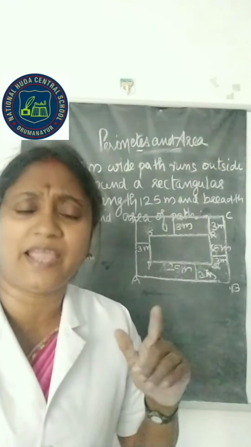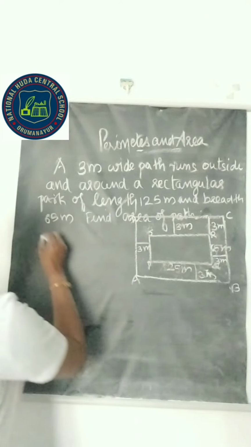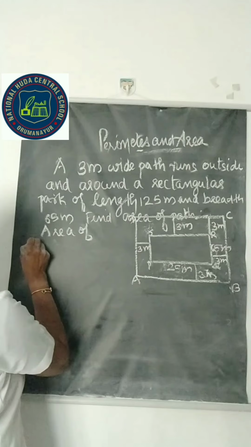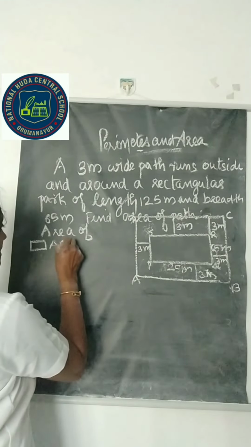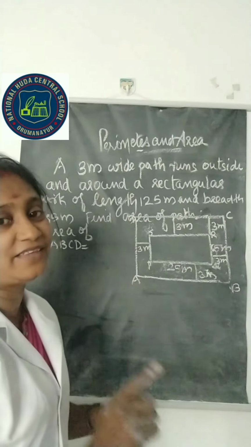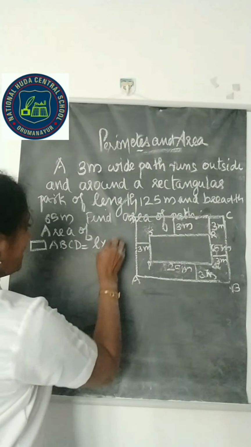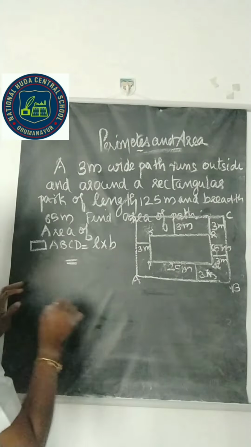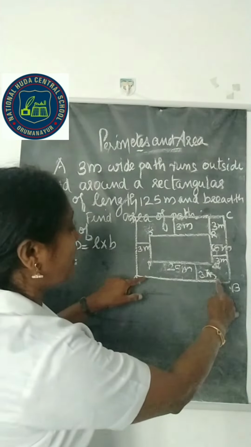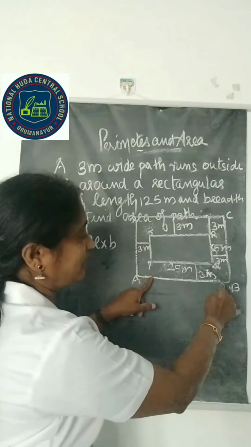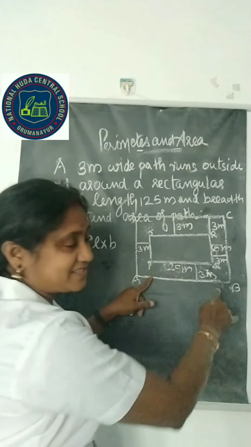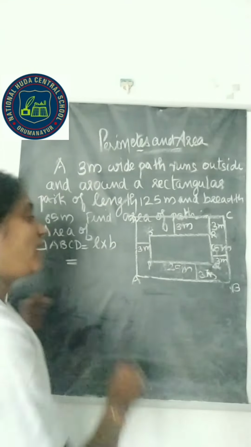So what will be the area of the rectangle ABCD? Area is equal to length into breadth. What is given? Length is this much side, 125 meter. So we have to add 3 on this side and 3 on this side. So that is 125 plus 3 plus 3. So it is 131.